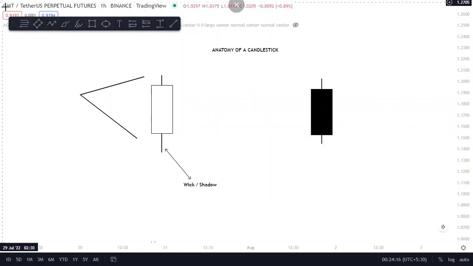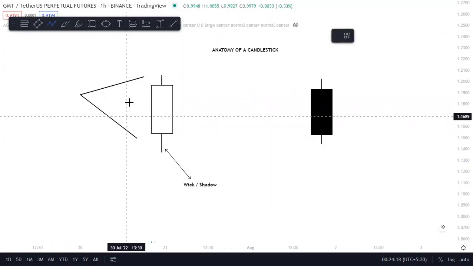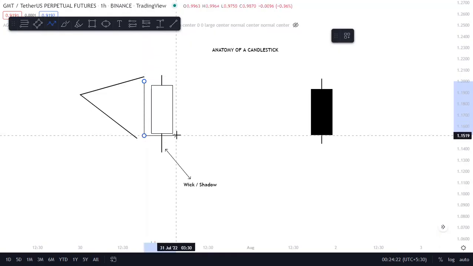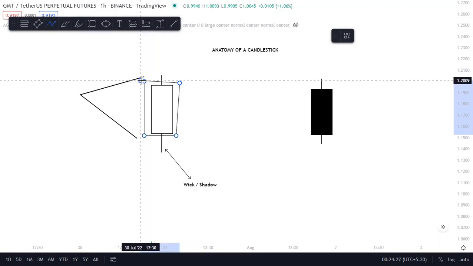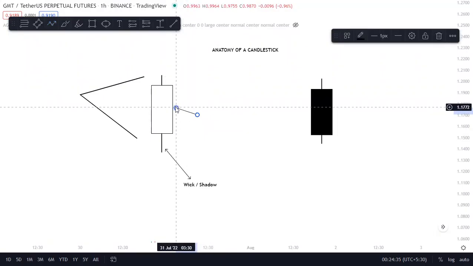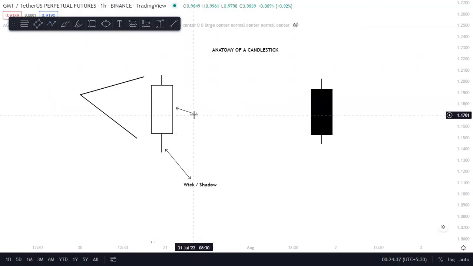Okay. Here as a whole, you call that the candlestick body. You see the total of this thing, right? This is the candlestick body. So you are probably going to mark this as the body, right? I'm showing you the anatomy of a candlestick, everything you need to know about candlesticks.